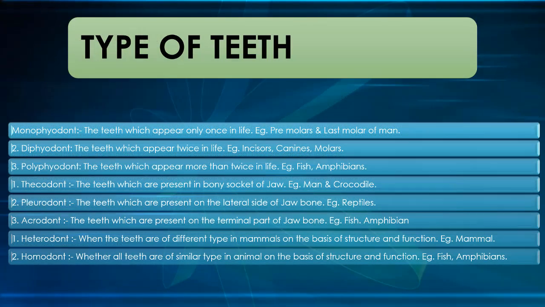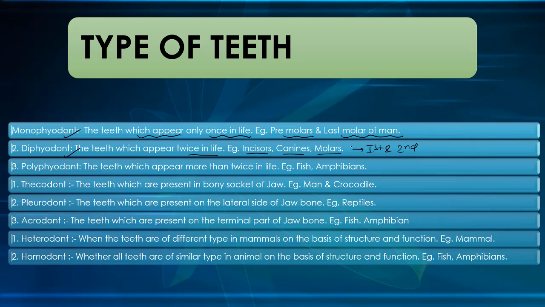Types of teeth. Monophyodont means the teeth which appear only once in life, like the premolars and last molar of man. Diphyodont means the teeth which appear twice in life, like incisors, canines, and molars, first and second.